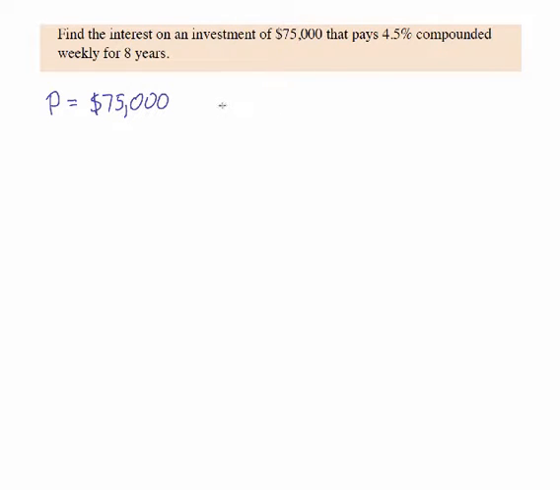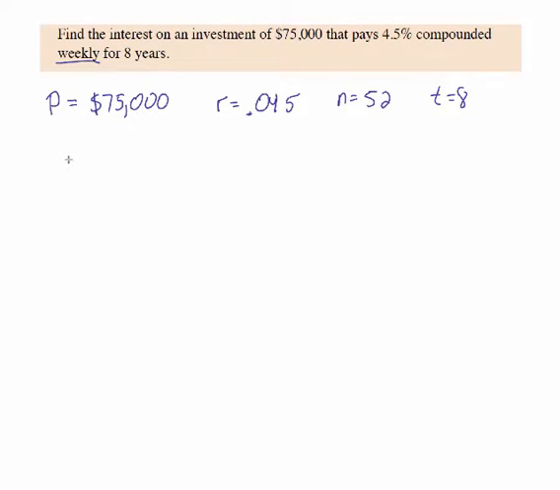The rate is 4.5%, which as always we write in decimal form, which would be 0.045 here. And the interest is compounded weekly, which means we're going to be using the compound interest formula with n equals 52. Because n represents the number of times per year interest is compounded, weekly means 52 times per year. And the term of the investment is given as 8 years, that's t.